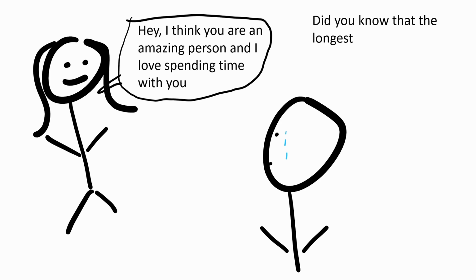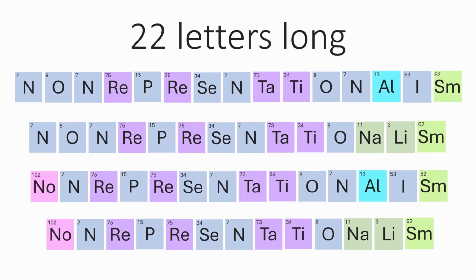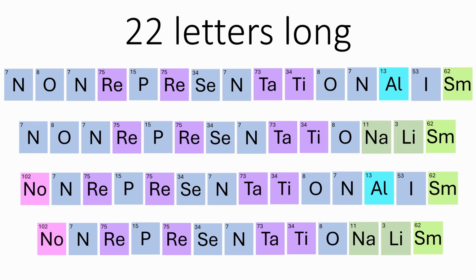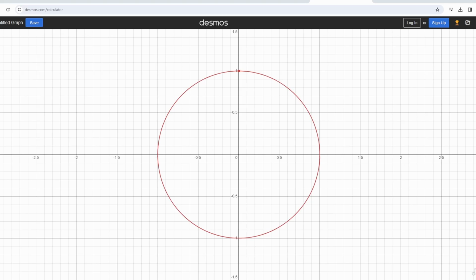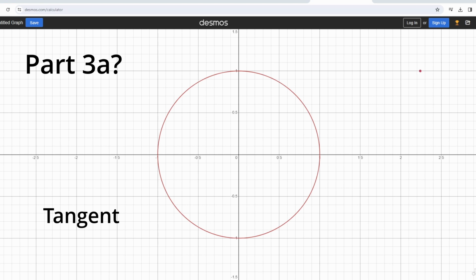Did you know that the longest word you can spell with the periodic table is non-representationalism, which is 22 letters long? That's crazy. So yeah, non-representationalism. Let's have some fun looking at this word.